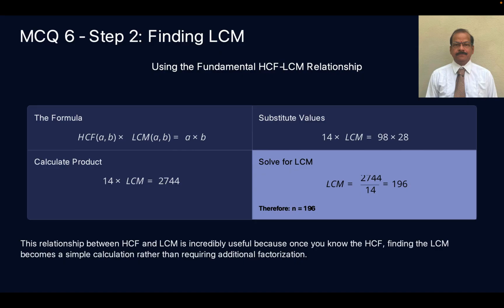Now we know that HCF multiplied by LCM of given two numbers is nothing but the product of the numbers. So HCF into LCM equal to A into B. Here HCF is already calculated as 14. 14 into LCM is 98 into 28. Simplifying, you will get LCM as 196. Therefore, N equal to 196.